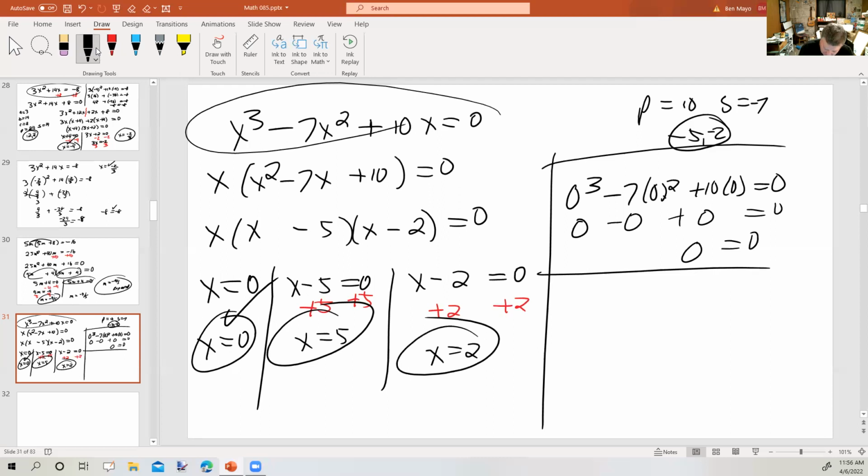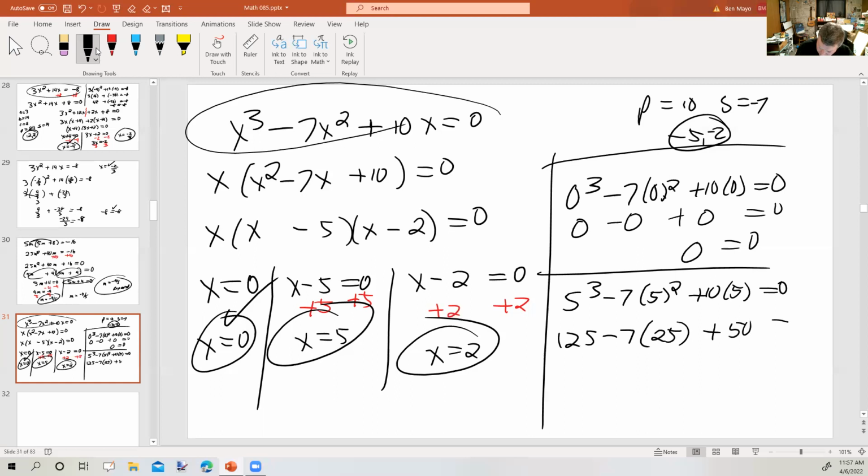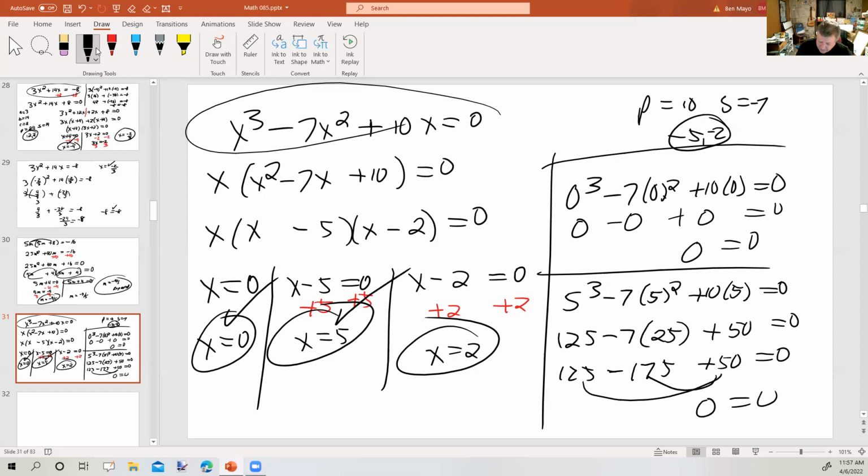How about 5? If x is 5, 5 cubed minus 7 times 5 squared plus 10 times 5 equals 0. 5 cubed: 5 times 5 is 25, times 5 is 125, minus 7 times 5 squared, which is 25, plus 10 times 5, which is 50. 125 minus, let's see, if you have 7 quarters, you got $1.75 or 175 cents. 125 plus 50 is 175 minus 175, 0 equals 0. It checks. Okay.